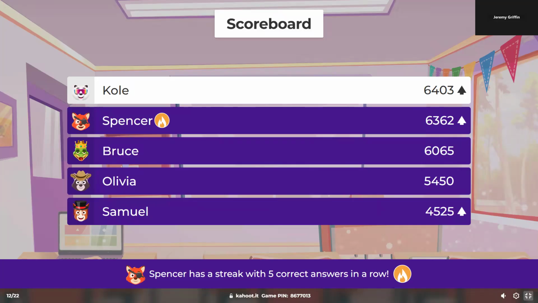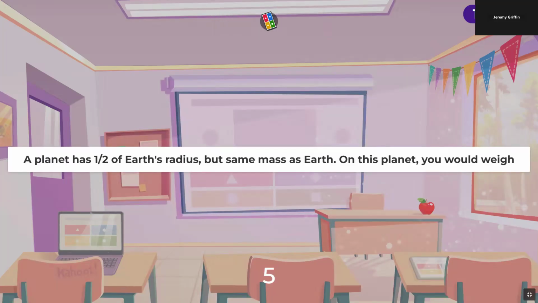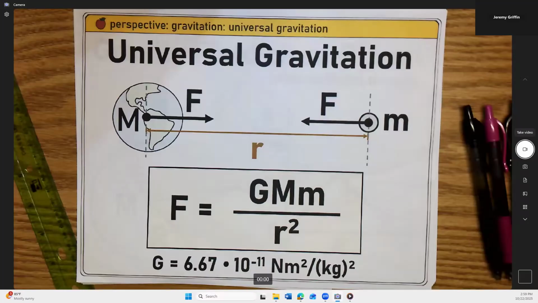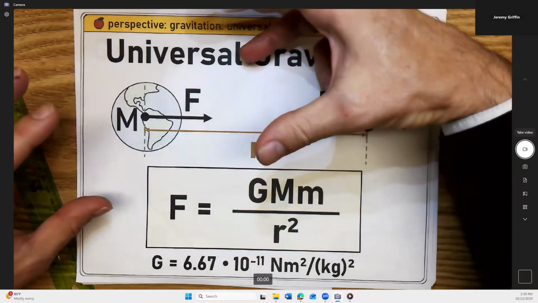Samuel, Olivia, Bruce, Spencer, Cole on fire. A planet has half of Earth's radius, but the same mass. Oh, you guys saw this question earlier. You guys remember it? Well, you saw the opposite version of this question. Or no, sorry. What was this question? I'm thinking. Right. So we'll find out soon how many of you got that right. But you remember you saw this question earlier.